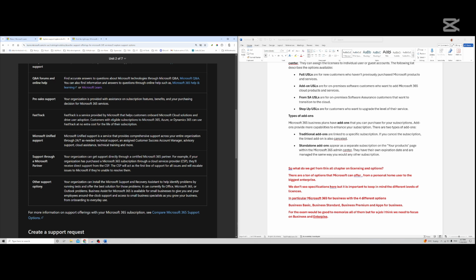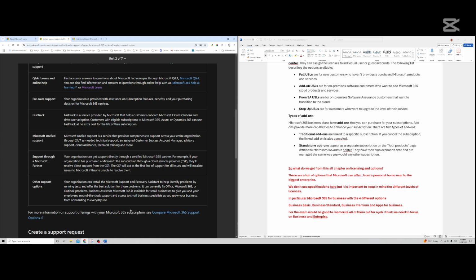There's also the Microsoft Support and Recovery Assistant. This is very important if you have a problem with Microsoft Office. It's a little bit like the Windows troubleshooting tool in Windows 11 or Windows 10. It helps you troubleshoot if you have a problem with Office, Microsoft 365 or Outlook. Outlook usually has a lot of problems. That can be very helpful.